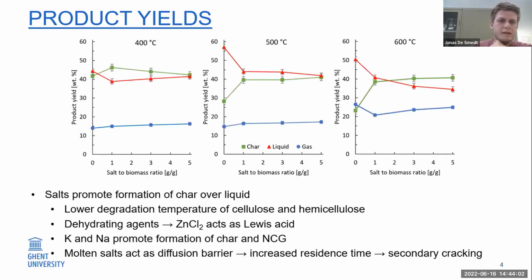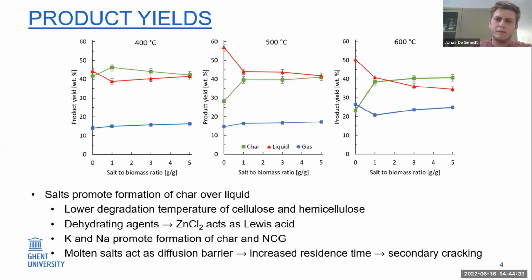So in this graph, you can see the effect of our salt to biomass ratio on the product yield of each applied temperature. When we start at 400 degrees Celsius, we have a slight increase in the amount of char that is produced at a very low salt to biomass ratio. But when we increase the ratio again, it drops. And the inverse effect is observed with our liquids.